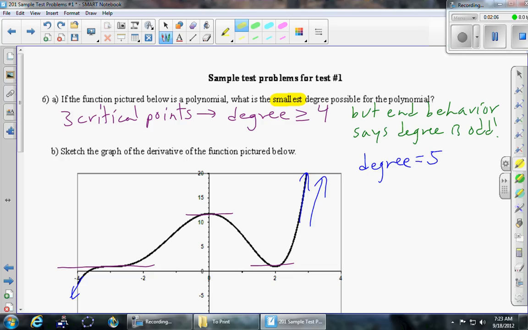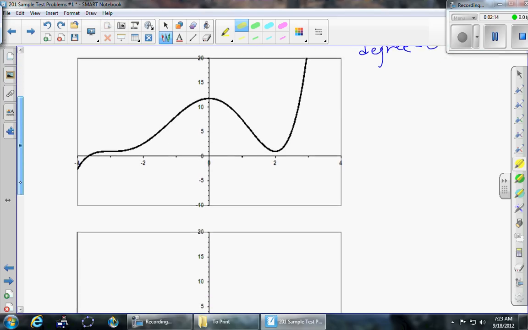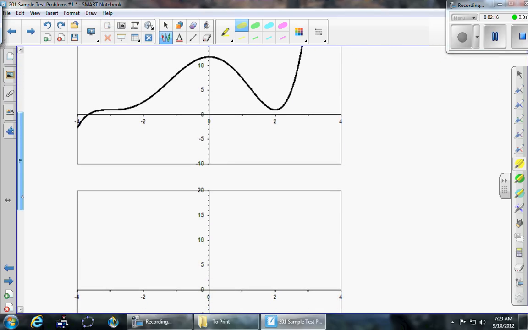Okay, so let's move on to part B. It says sketch the graph of the derivative of the function pictured below. So let's see if we can get both of these on the screen at the same time. Go there. So the first thing I'm going to do is indicate the same flat points as we did before. So it's flat there, and flat there. And so then if I'm thinking of graphing something on the derivative, which would be down here, then the coordinates are supposed to be whatever the x coordinate is, comma, slope.